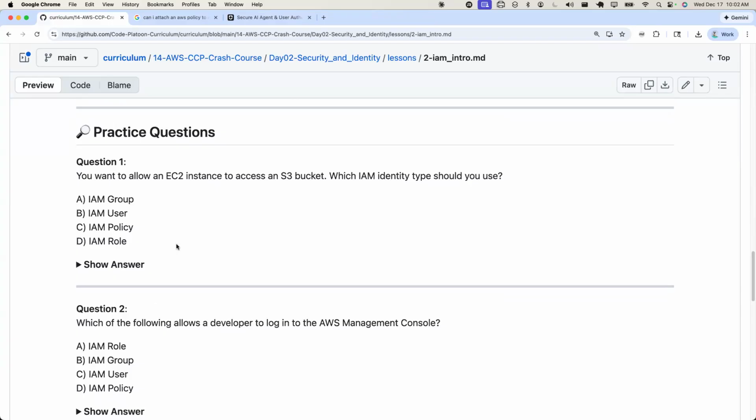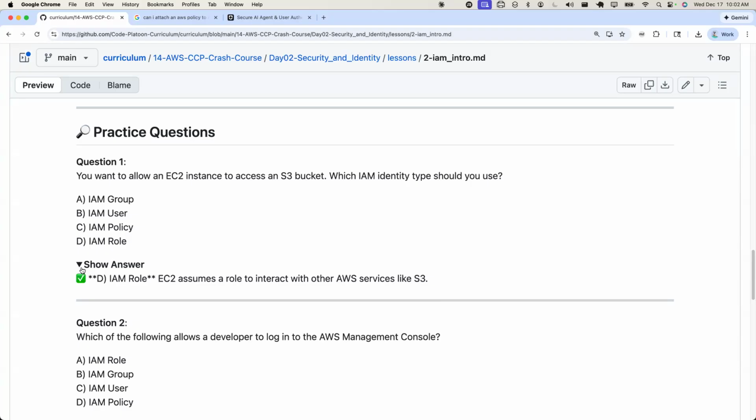So let's knock out these questions. Ryan, you want to allow an EC2 instance to access an S3 bucket. Which IAM identity type should you use? You might be muted. I'm going to say B. Oh, right. So the answer is not B.